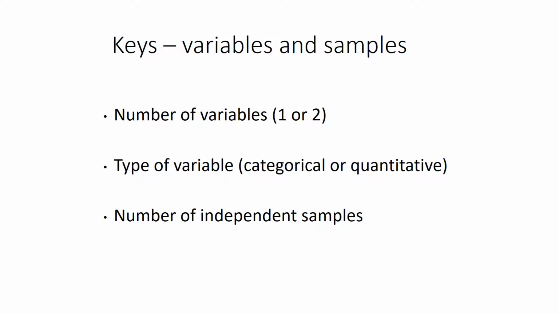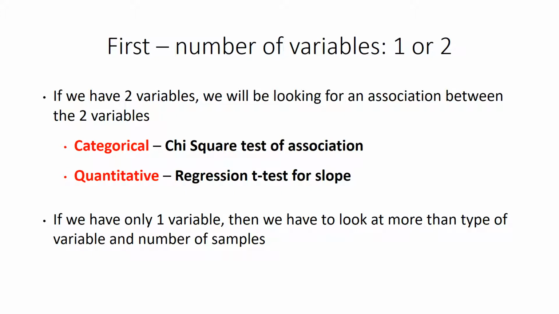The keys to deciding which test to use lie in the variables and the samples. We're going to look at the number of variables, either 1 or 2, the type of variable, either categorical or quantitative, and the number of independent samples. First, let's look at the number of variables, 1 or 2. And we'll never have more than 2 variables in AP Statistics.